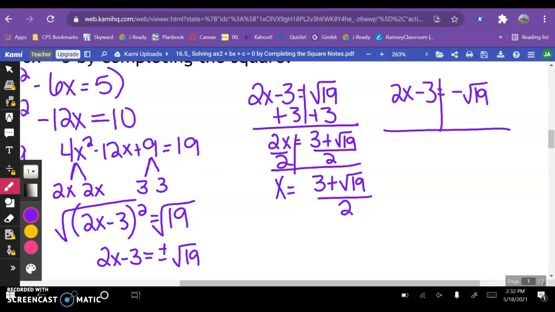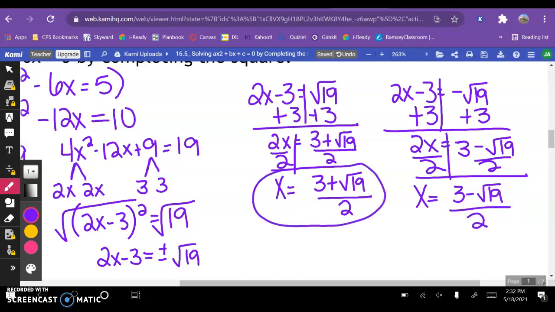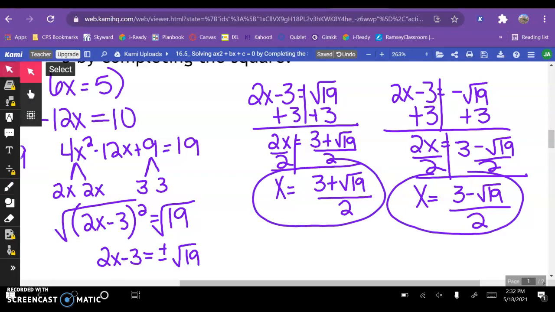And for our other equation, we're going to add 3. So we have 2x equals 3 minus the square root of 19. And then we have to divide by 2. So x equals 3 minus the square root of 19, all divided by 2. So there's our two exact answers. Again, we could find the decimal and round, but we want exact answers.